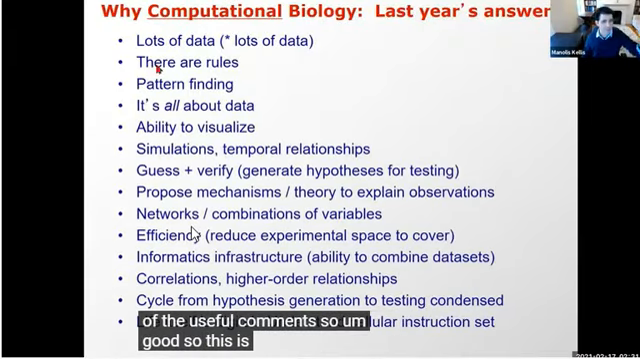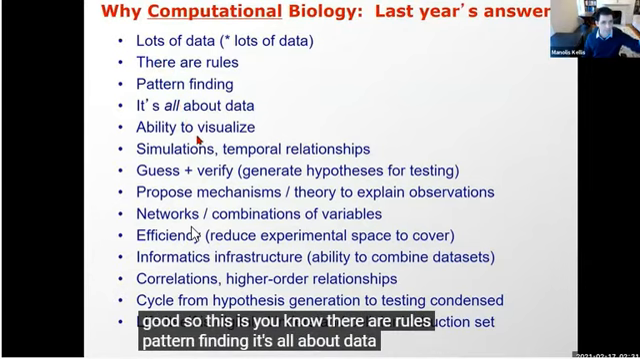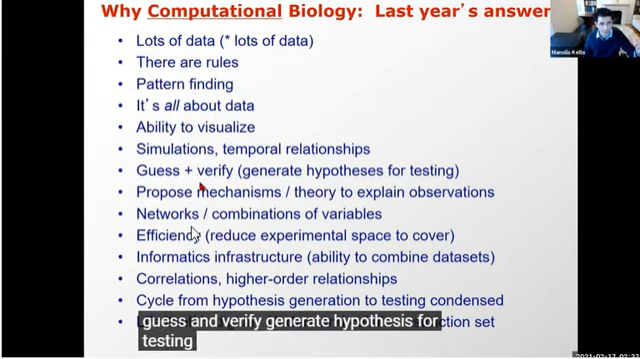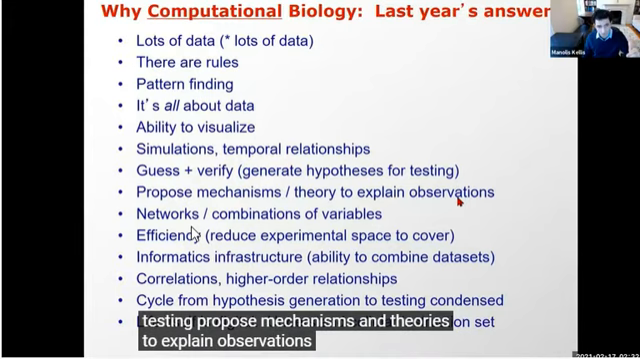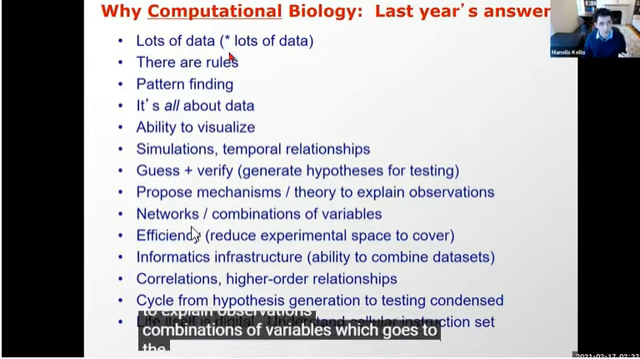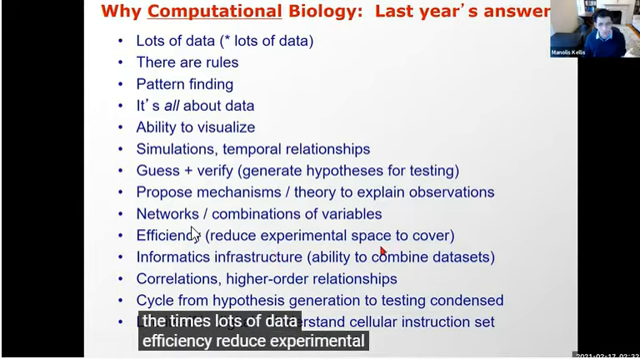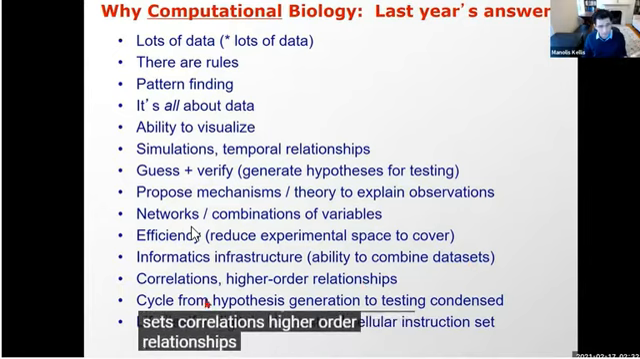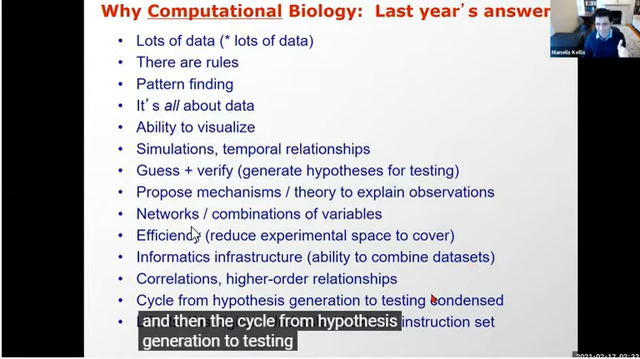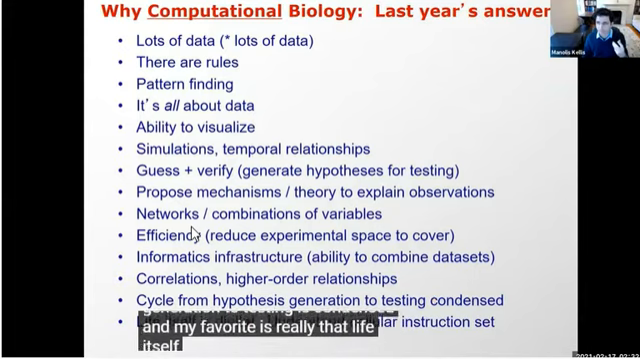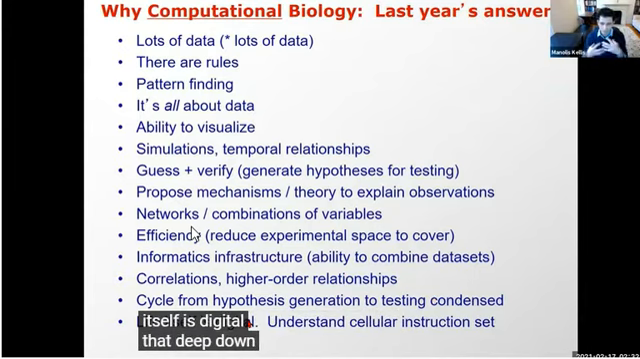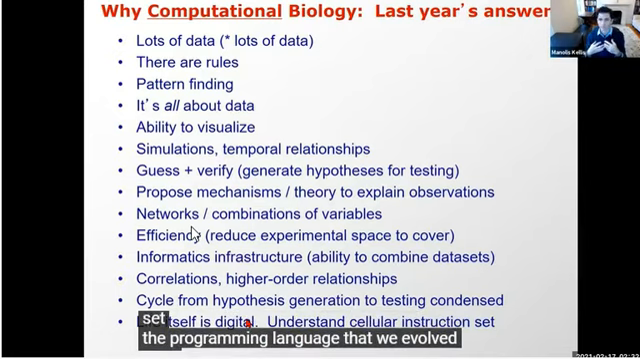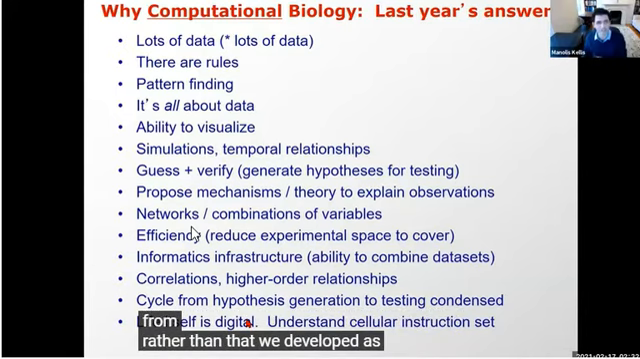So good. There are rules, pattern finding. It's all about data, ability to visualize, simulations, temporal relationships, guess and verify, generate hypotheses for testing, propose mechanisms and theories to explain observations, combinations of variables, which goes to the time slots of data, efficiency, reduce experimental space to cover, infrastructure, ability to combine data sets, correlations, higher order relationships, and then the cycle from hypothesis generation to testing is condensed. And my favorite is really that life itself is digital, that deep down, it's all about understanding the cellular instruction set, the programming language that we evolved from rather than that we developed as scientists.